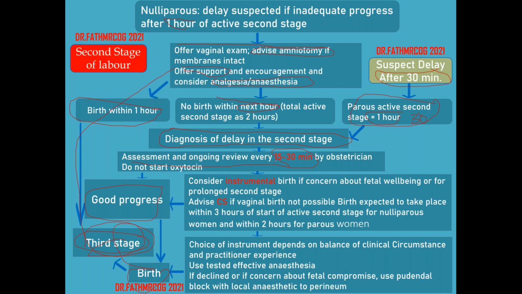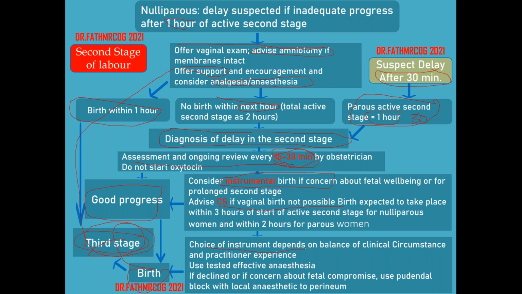If after 15 to 30 minutes there's still no birth, you should consider instrumental vaginal delivery. Advise cesarean section if vaginal birth is not possible. So this is about how to manage the patient with confirmed delay.